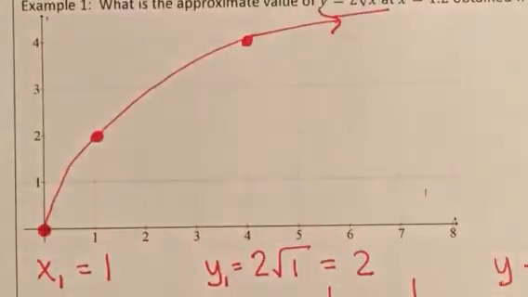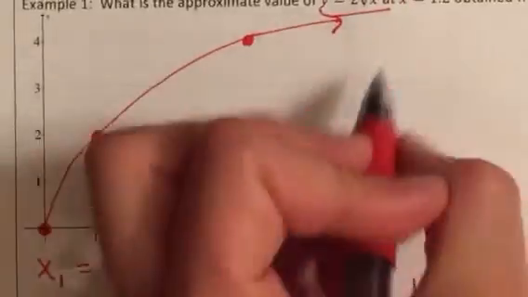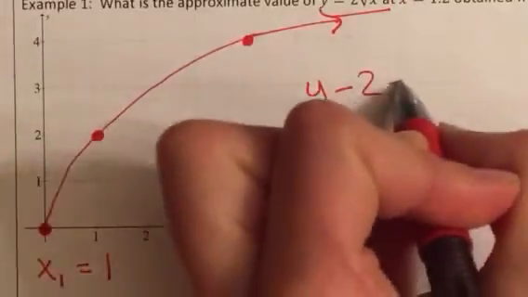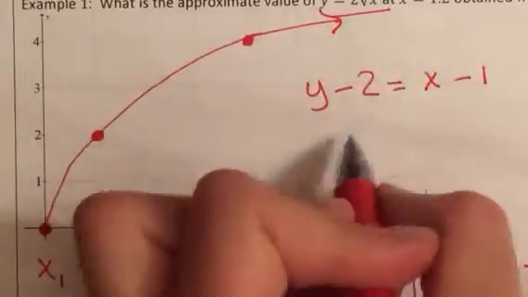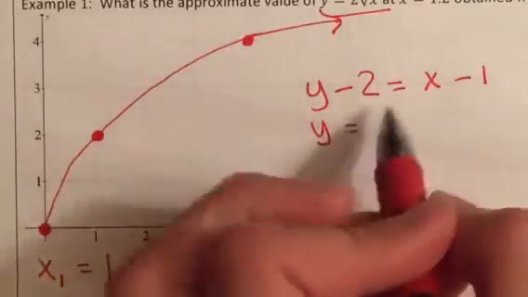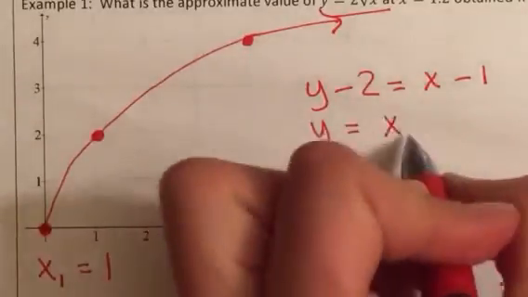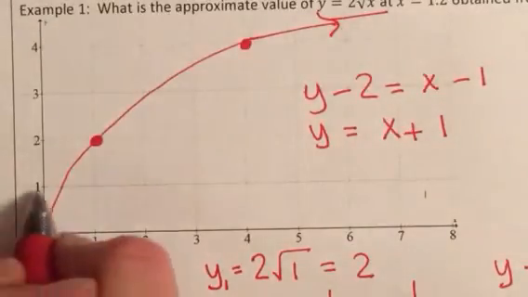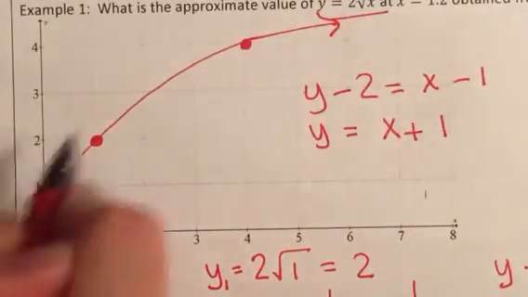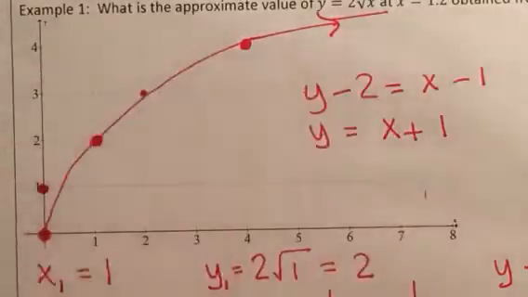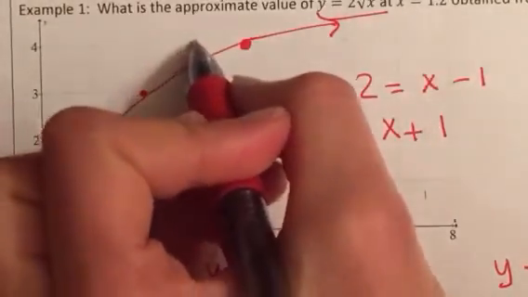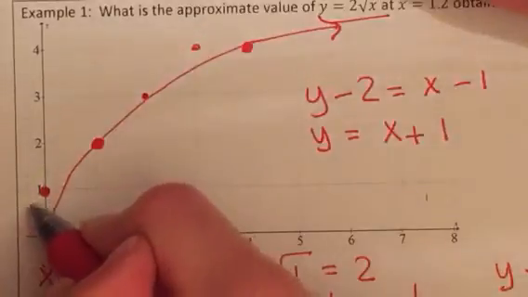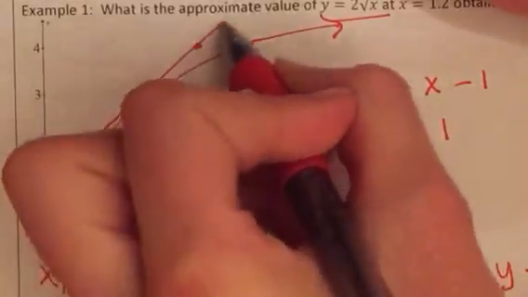We found a tangent line equation to this graph to be y minus 2 equals x minus 1. Let's bring that 2 over by adding it to the other side. And so in slope-intercept form, that graph is y equals x plus 1. Let's go ahead and draw in that tangent line. So the y-intercept is 1 and the slope is 1. So these would be the points that would be on our tangent line. We can draw that tangent line in there.